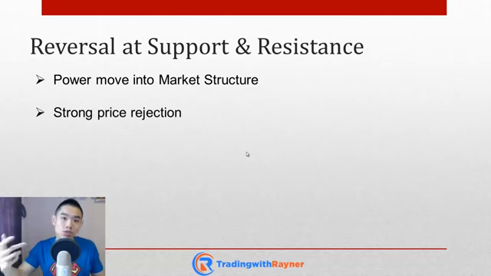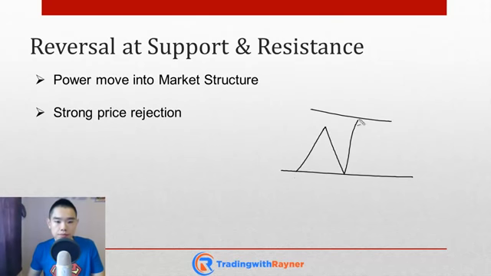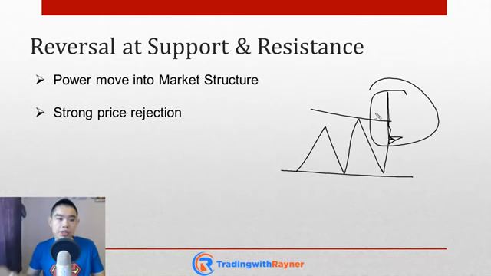Number 2, you want to see strong price rejection. This can be in the form of a shooting star, where you see a long wick, price gets rejected. Let me just draw it for you. Let's say this is resistance, price comes in, bam, gets rejected. The stronger the rejection, the better. That's what you want to see.